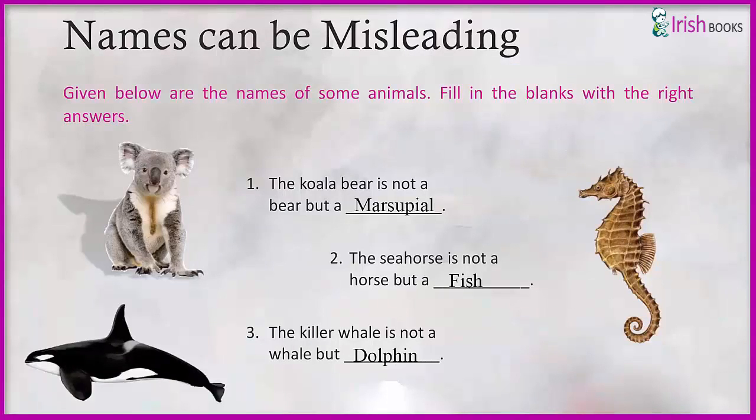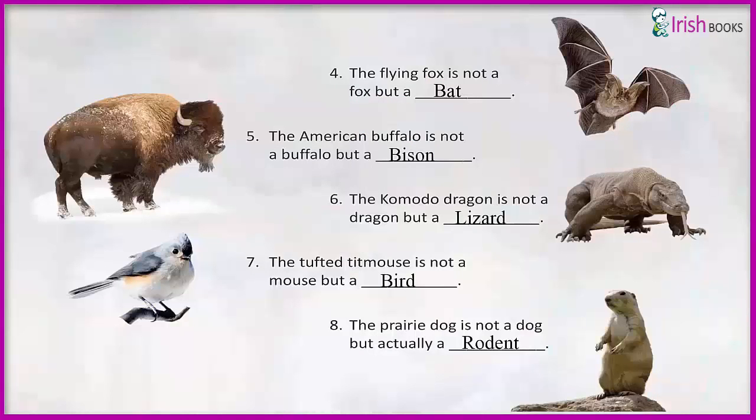Given below are the names of some animals. Fill in the blanks with the right answers. 1. The koala bear is not a bear but a. 2. The seahorse is not a horse but a. 3. The killer whale is not a whale but. 4. The flying fox is not a fox but a.